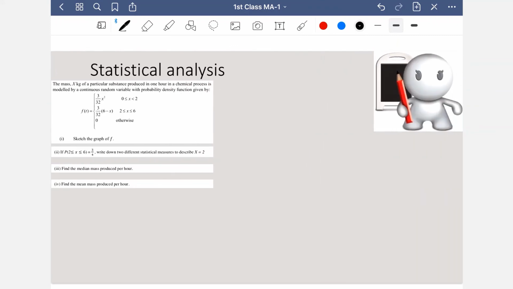Last slide, everyone. Okay, so what we have here is a probability density function. So, straight away, try to sketch this. What we have from 0 to 2 is a quadratic. So, let's write that out.